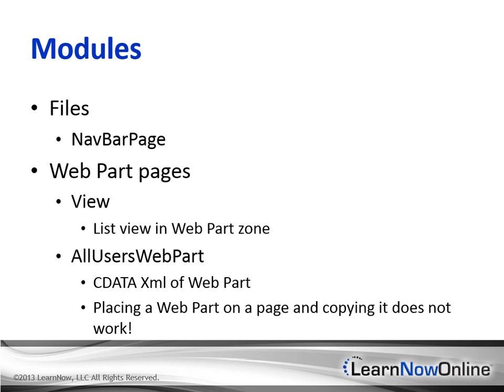And so it allows you to define what web part it is, using the assembly element or attribute. I forget which one it is, but you can define the actual class and assembly of the web part, as well as all the different public properties on the web part. You can't just put a web part on a page. You can't just copy it. It's not going to work. You have to use the CDATA XML of the web part.